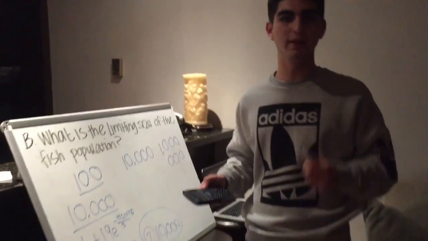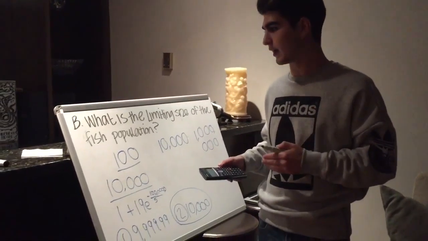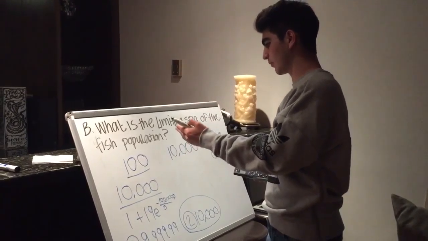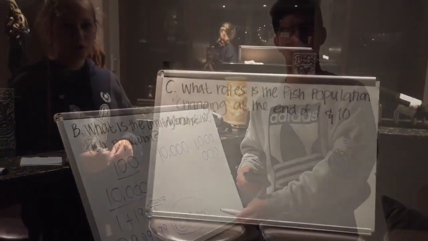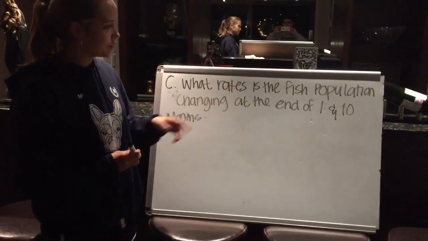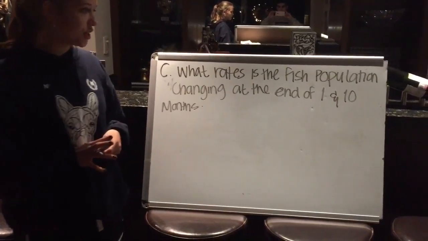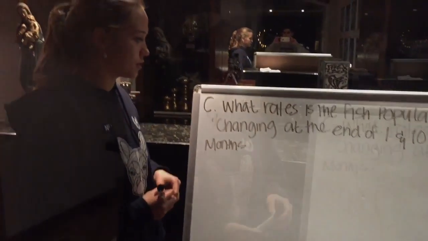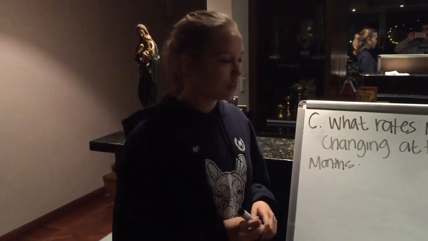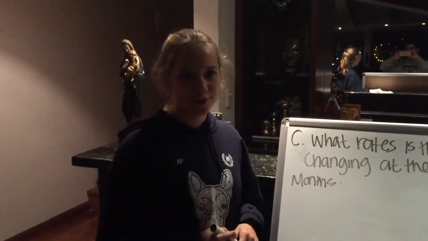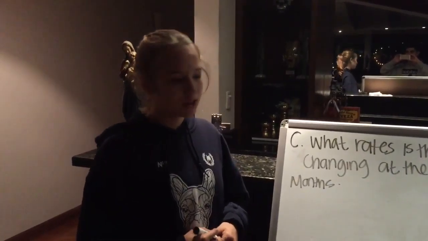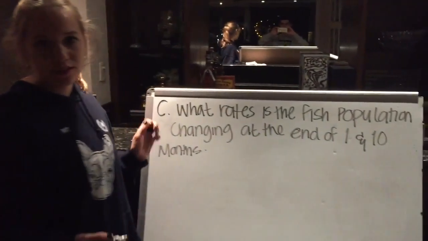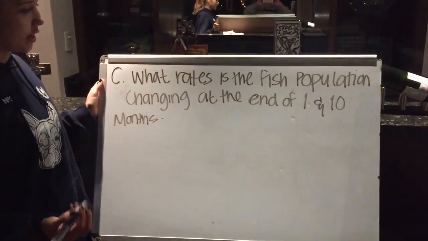No matter how many years pass on that lake, the population will be no more than 10,000. Our third question is, at what rate is the fish population changing at the end of 1 and 10 months? So what we have to do is find the derivative of our equation and then plug in the numbers 1 and 10, that is our amount of time.